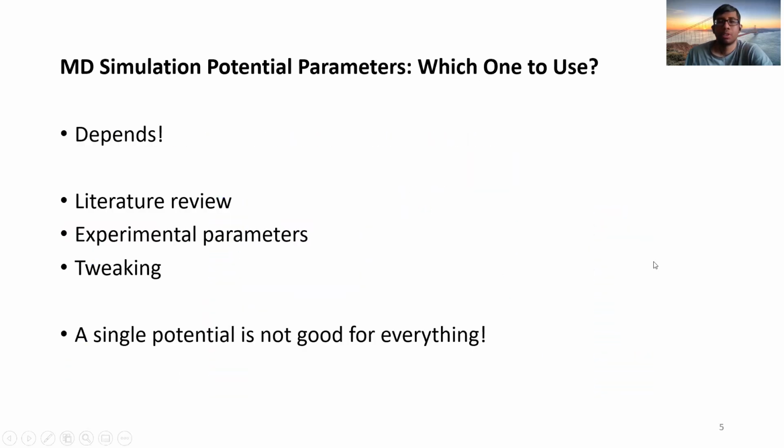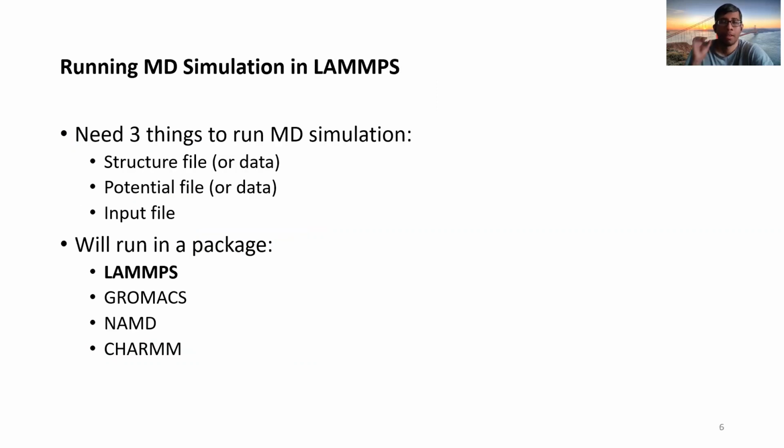So we have already talked about how to use the databases and how to choose between the databases, or how to make your potential parameters. Now, when it comes to running MD simulation in LAMMPS, we need three things to run MD simulation. One is the structure file or data that you will obtain or you will build. You will need potential file or data that you will obtain or you will build, or sometimes it's integrated into your package. And you will need an input file that will contain a bunch of commands to tell the system how you want to simulate the system or what you want to do with your structure.